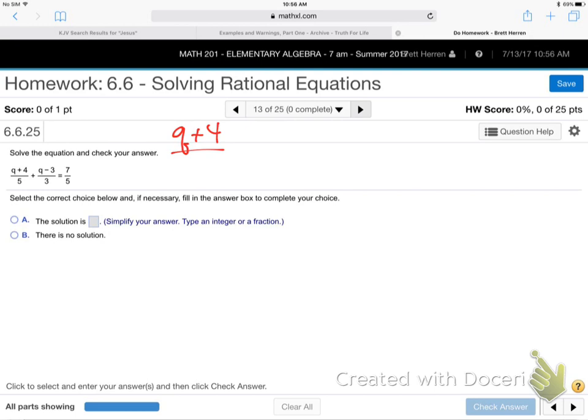q plus 4 over 5 minus q minus 3 over 3 equals 7/5. Okay. Try that one.